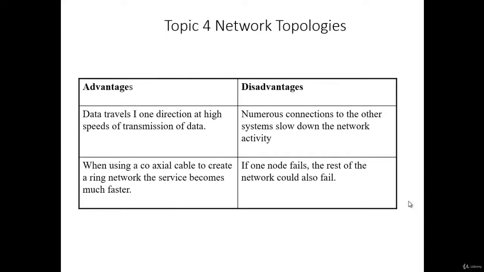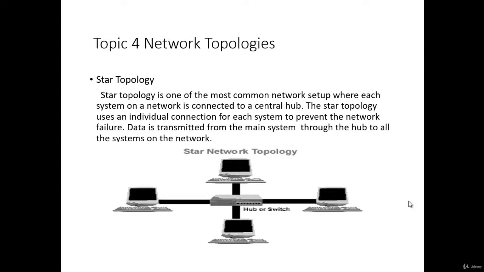Advantages: data travels in one direction at a high speed of transmission. When using a coaxial cable to create a ring network, the service becomes much faster. Disadvantages: numerous connections to the other systems slow down the network activity. If one node fails, the rest of the network could also fail.